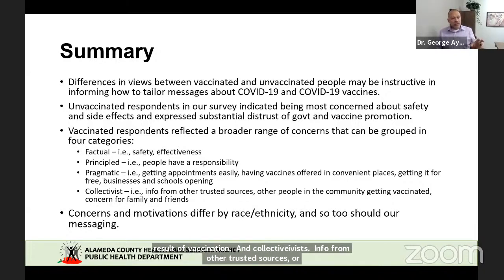And then finally, concerns and motivations differ by race, ethnicity, and so too should our messaging, right? We have to understand, we have to segment our target audiences. We have to understand how they think about these things, and then we have to message accordingly.